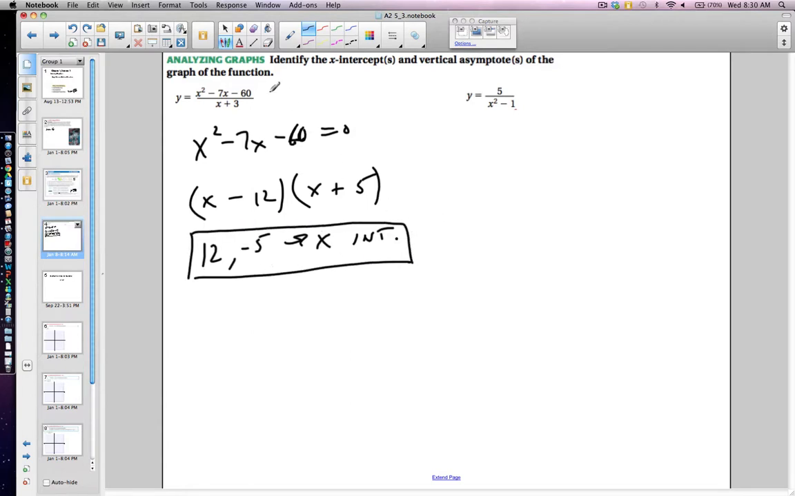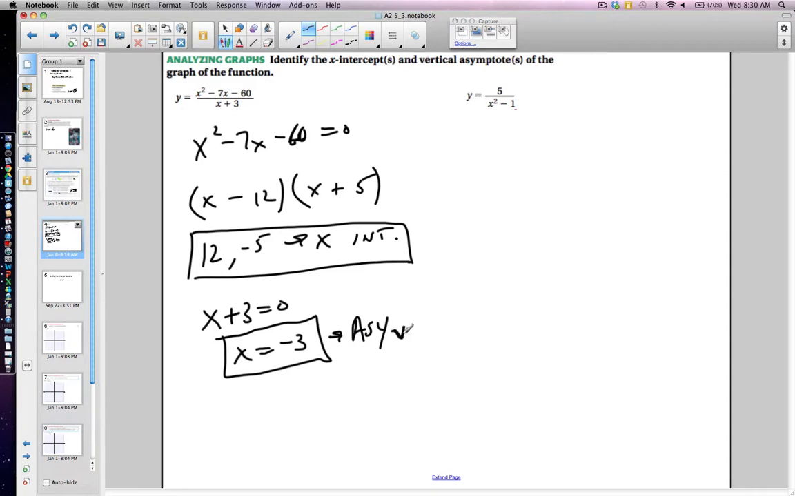If I want to find the vertical asymptotes, I set the denominator to be equal to 0. So this is my vertical asymptote. Now when I start talking about asymptotes, I'm going to use sub v for vertical and sub h for horizontal. And so you might as well get used to that.